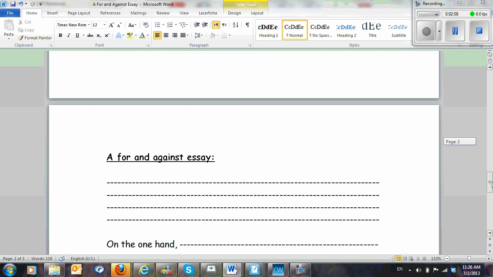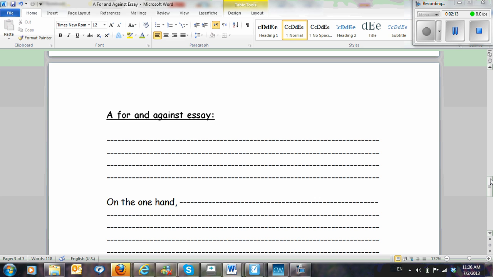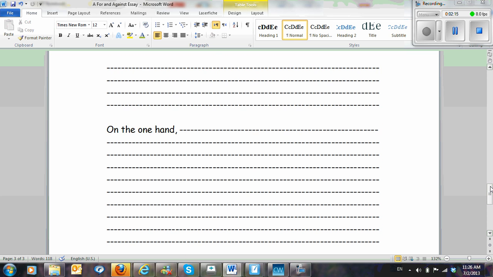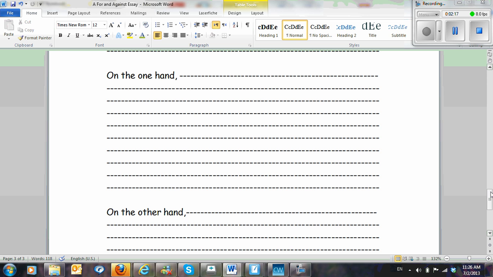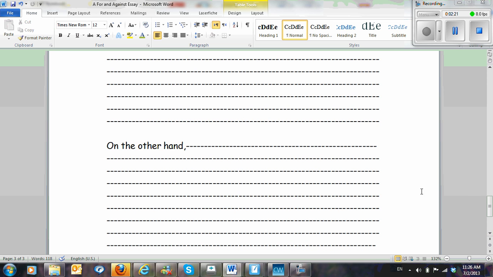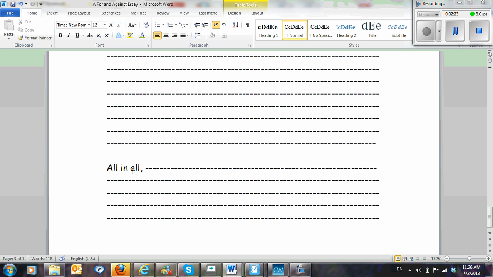Look here, if you can see here, the for and against essay. This is the structure. This is the introduction, as you can see here. Then this is the body of the argumentative essay. It starts with on the one hand, and here it starts with on the other hand. And this is the conclusion. You start with all in all, or you can start with in conclusion.